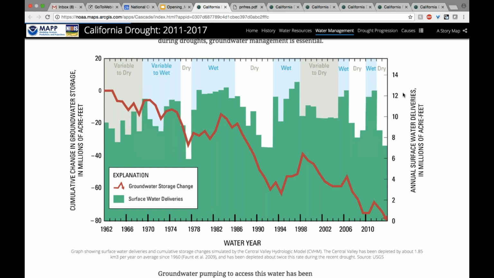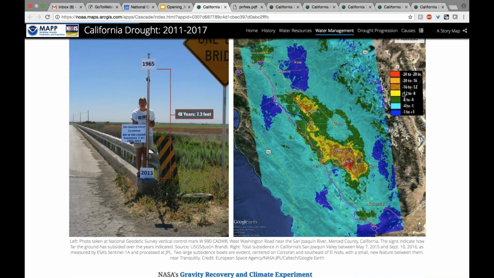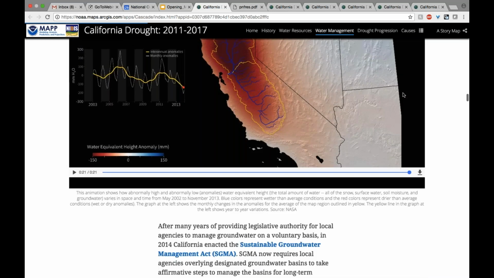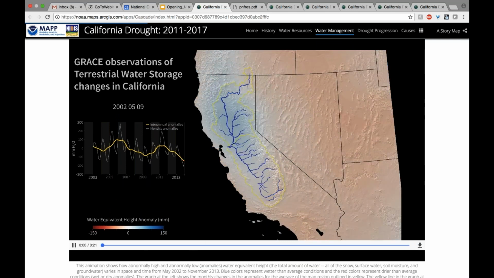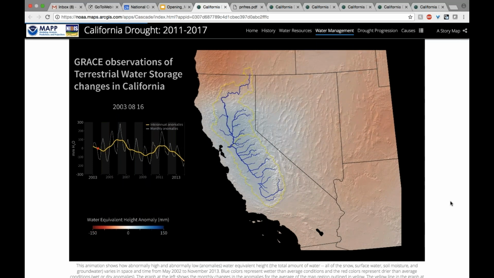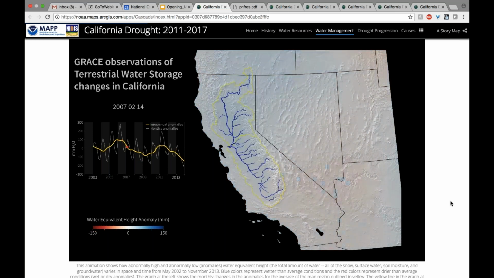And if we scroll down to the GRACE image, we can animate how that changed over time. So we can look at this on the ground, such as the Department of Water Resources does, through airborne observing, such as they do with NASA, looking at the San Joaquin Valley land surface subsidence, and also by satellite. And here's the NASA GRACE instrument, the Gravity Recovery and Climate Experiment satellite, which also helps us see how terrestrial water storage changes have been occurring in California with time.